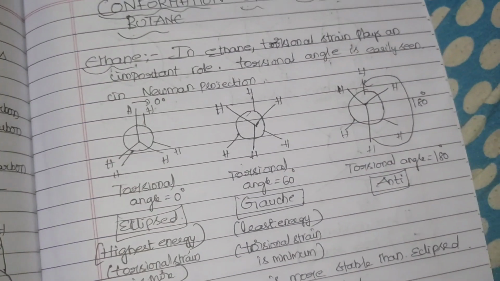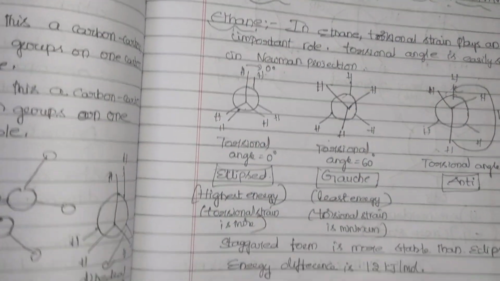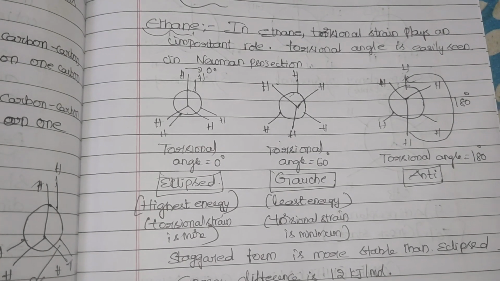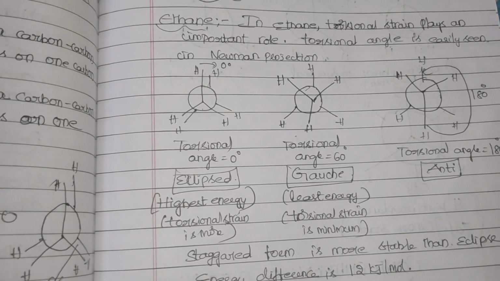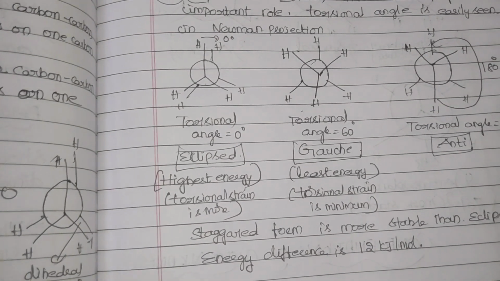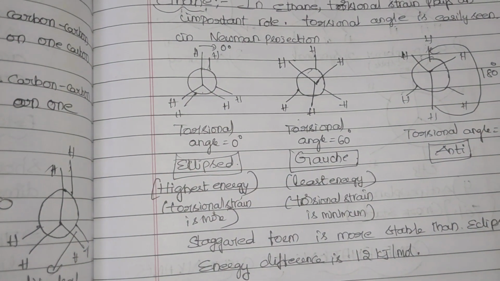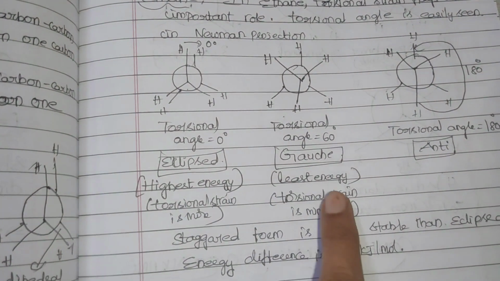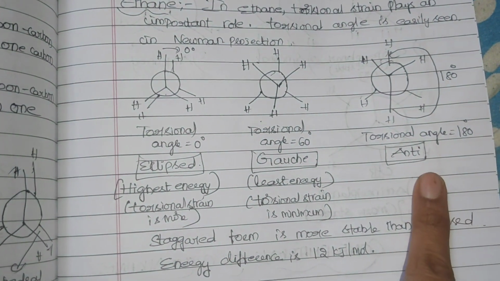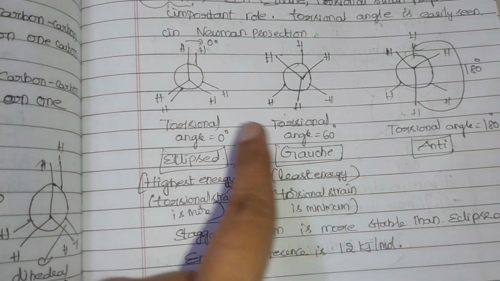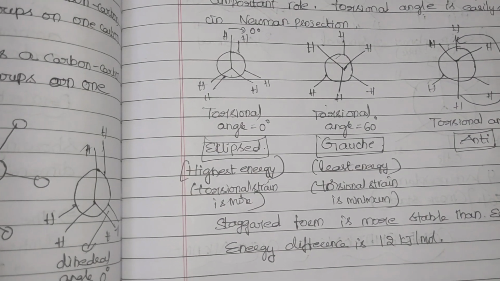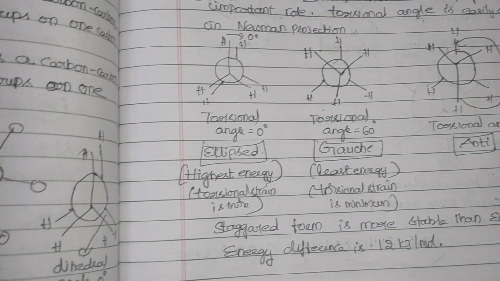Then in staggered conformation, again there are different forms because of the rotation of the angle. What does conformation mean? There will be rotation in space, so that many conformations will come. When it is rotated by 60 degrees, it is the Gauche form. When it is rotated 180 degrees, it is the anti form. We know that in eclipsed conformation, they are very near, so the torsional angle will be 0 degrees.